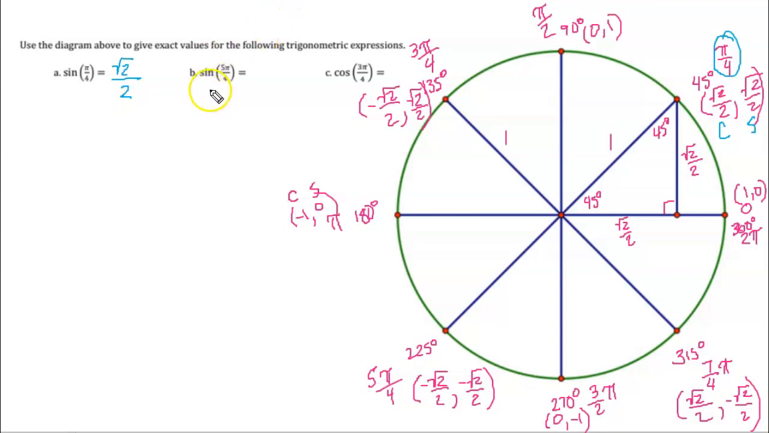Find the sine of 5 pi over 4. So I need to find 5 pi over 4. Here's 5 pi over 4. This is its cosine. This is its sine. So its sine is negative square root of 2 over 2. Cosine of 3 pi over 4. Here's 3 pi over 4. Cosine and sine. So its cosine is going to be negative square root of 2 over 2.